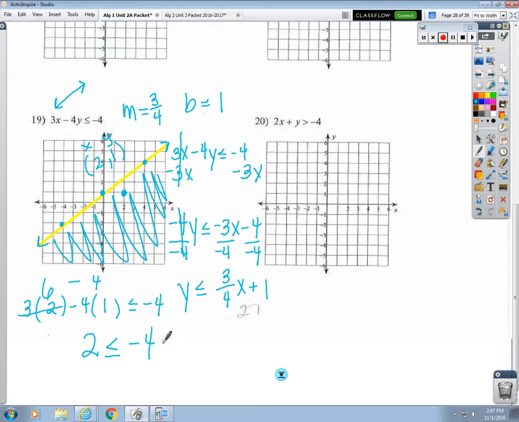Guys, you're not paying attention. You just told me 2 is less than or equal to -4. Sit down. Why did that point in our shaded area not work? Because when you divide by a negative number in inequalities, you must flip the inequality sign. So we should have shaded this side. And then points up here would have worked. Does that make sense? Yeah. You need to do the rest of them for homework.